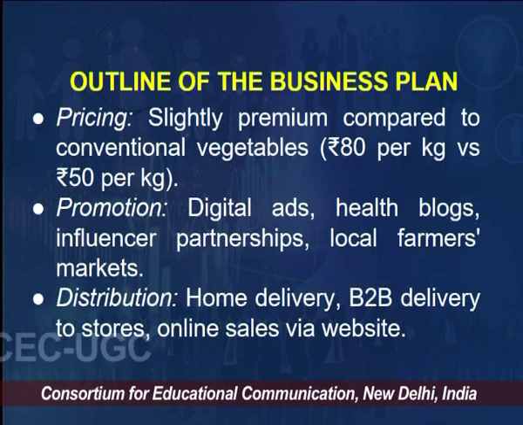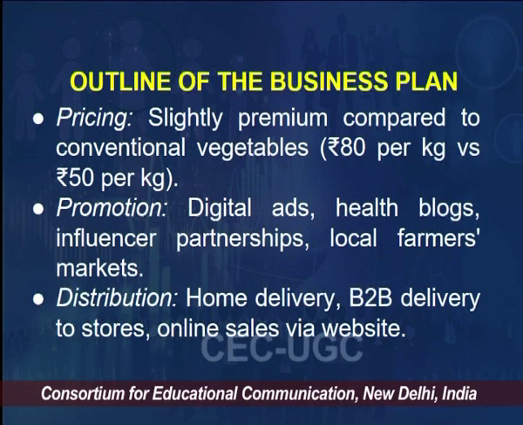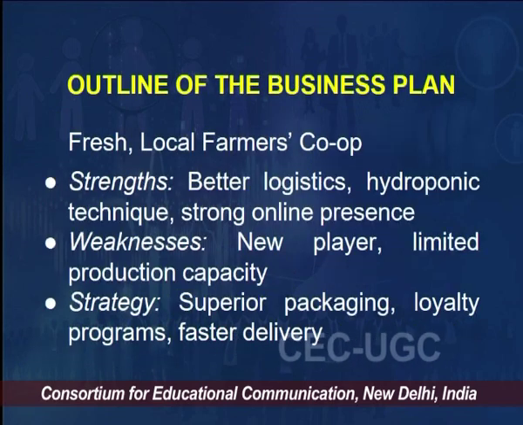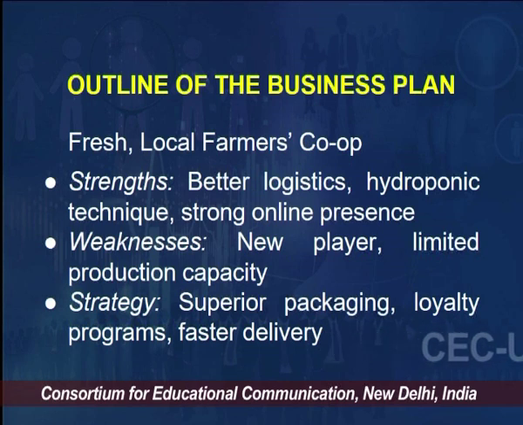There's the distribution: B2B delivery to stores, and online sales via website. The purpose is that it demonstrates the customer acquisition, retention, and the revenue generation plans. There's a competitive analysis, that analyzes the competitors and the strategies to gain the market edge. There are some competitors in the market like Organic Basket, Nature's Fresh, and the local farmers cooperative.